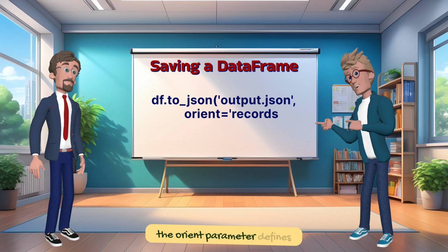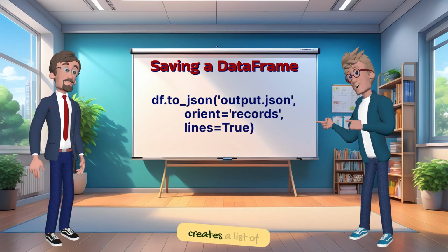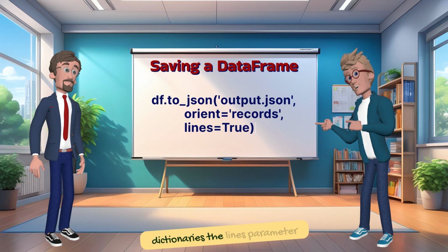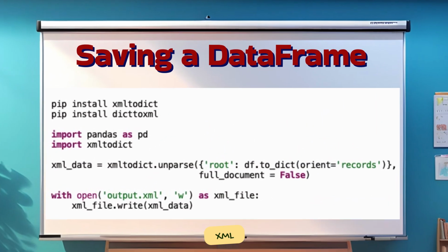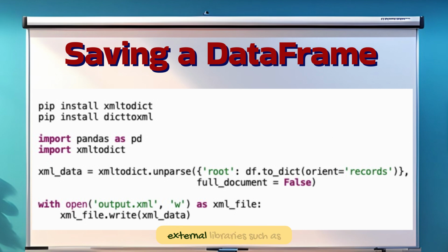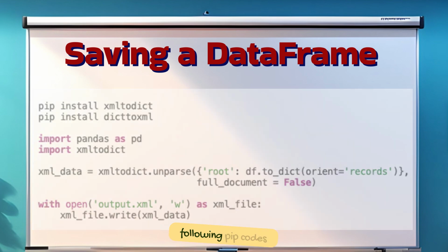The orient parameter defines the format of the JSON. The records parameter creates a list of dictionaries. The lines parameter equals true writes each record, row, as a separate line in the JSON file. Pandas doesn't have built-in methods for saving XML, but you can use external libraries, such as xmltodict or dicttoxml. Make sure to install them first, using the following pip commands.